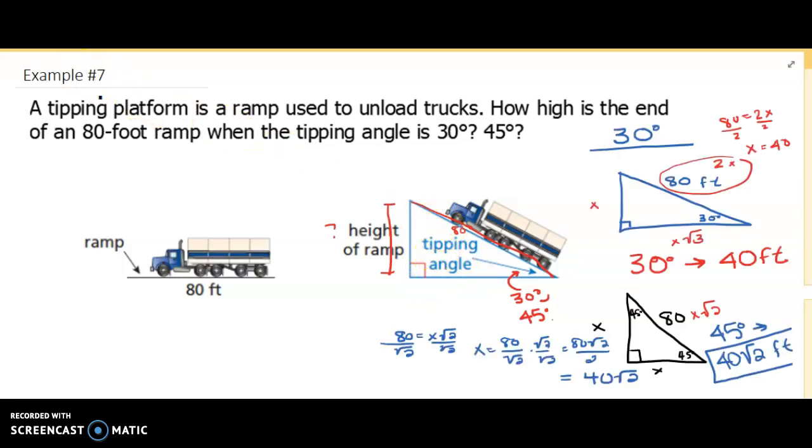All right, so after you've worked it all out, you should have found that when you had a 30-degree angle, you rose, or you went up, 40 feet. But when you had a 45-degree angle, so when you had a steeper incline, you actually had to go up 40 square root of 2 feet, which, when you put that in your calculator, is about 56.5 feet.